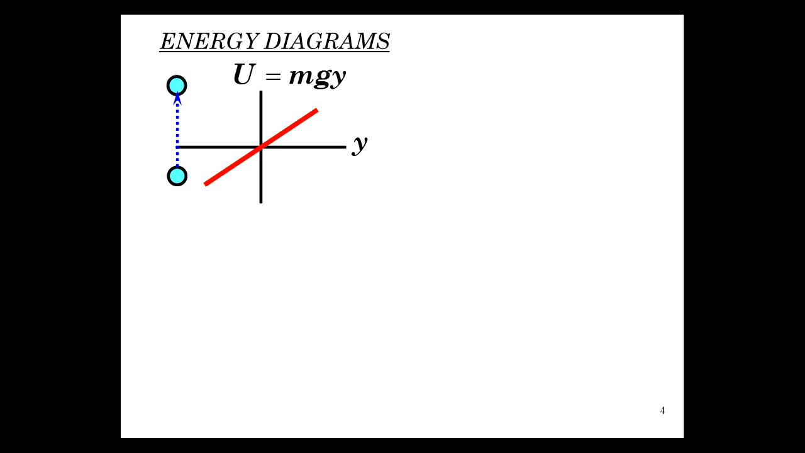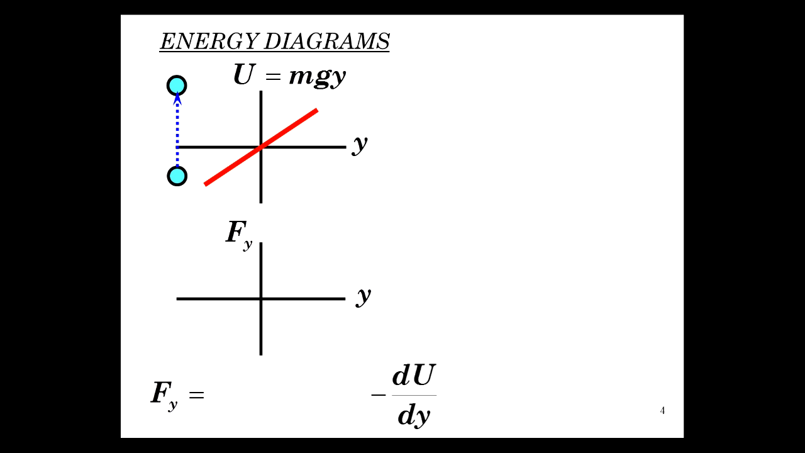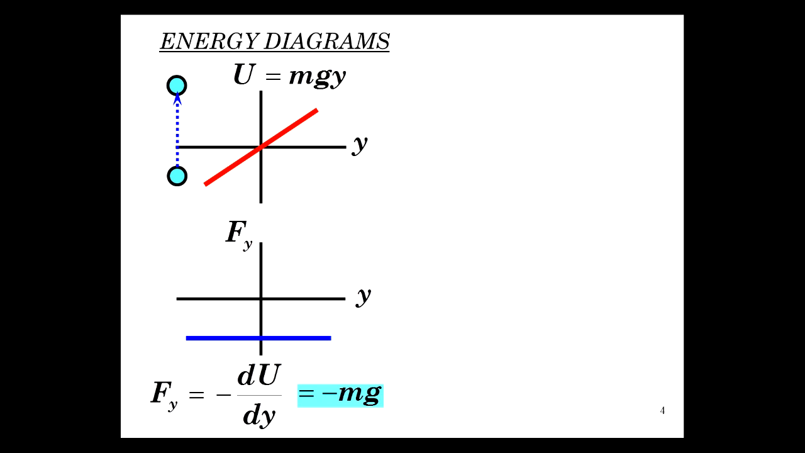So here is a graph of the potential energy with respect to y. So that's pretty simple. And how about the force? Well, the force is the negative derivative of the potential energy function with respect to y. And if you take the derivative of mgy with respect to y, you get mg, so it's minus mg, and here it is plotted. So there is the obvious connection.